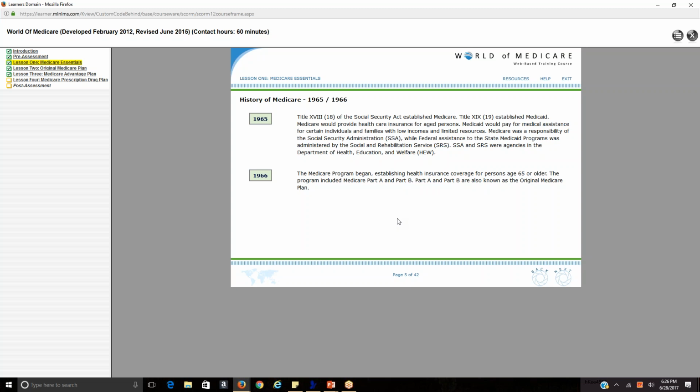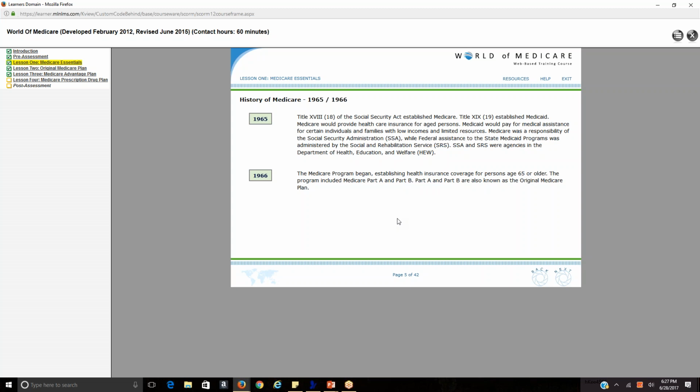I find that interesting because I always thought Medicare was around forever, way before I was born, and it actually didn't start until a few years after I was born, and I just think that's very interesting.